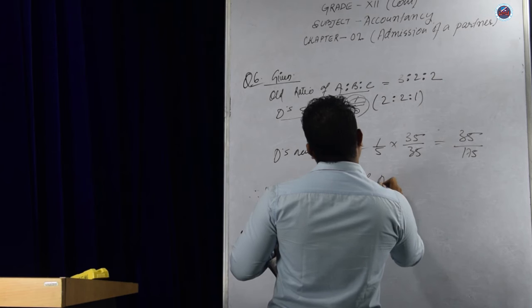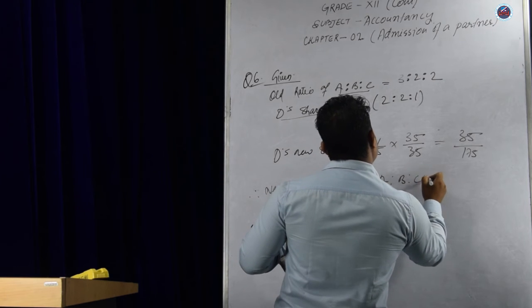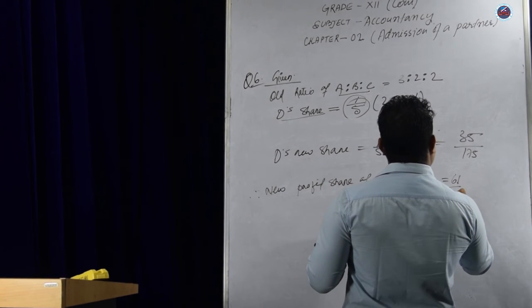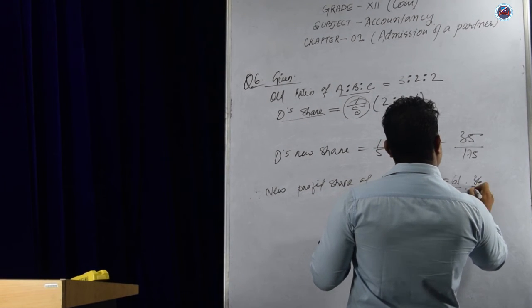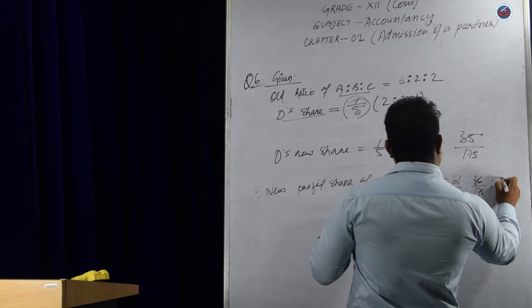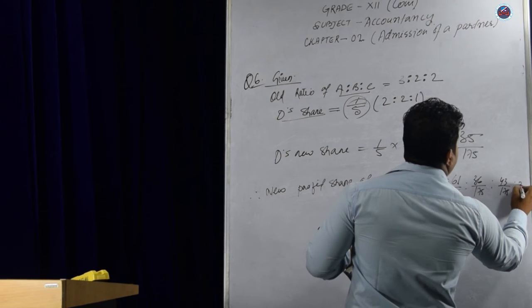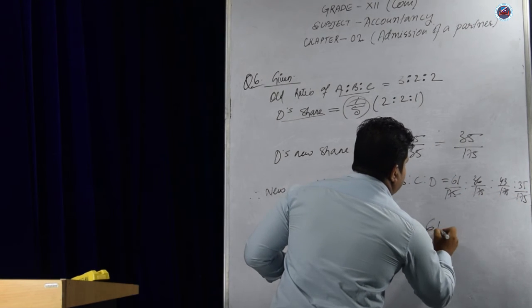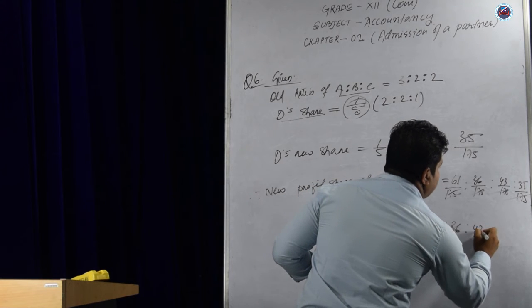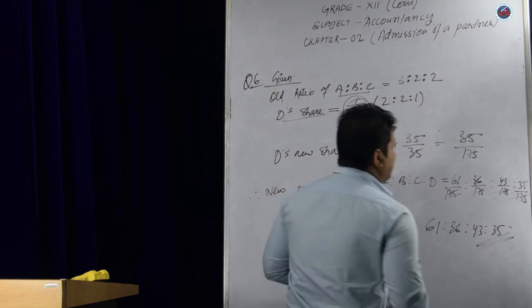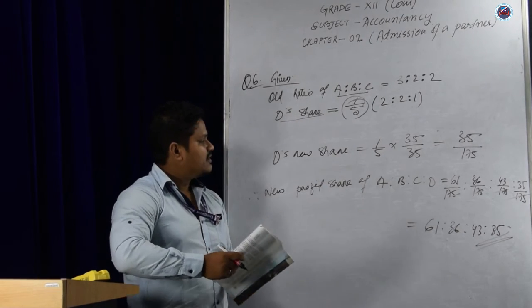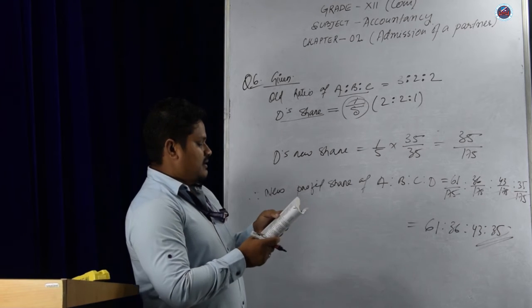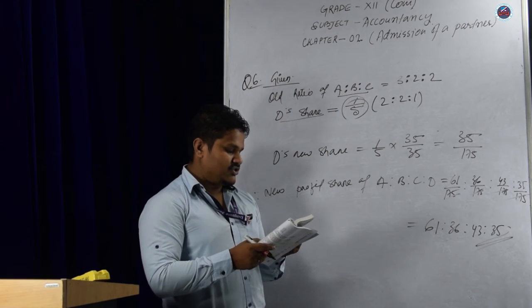Therefore, the new profit share of A is to B is to C is to D is equal to 61/175 is to 36/175 is to 43/175 is to 35/175. Got it? 61 is to 36 is to 43 is to 35. That is the new ratio of A is to B is to C is to D after the addition of D. Okay. Next question. Question number 7.